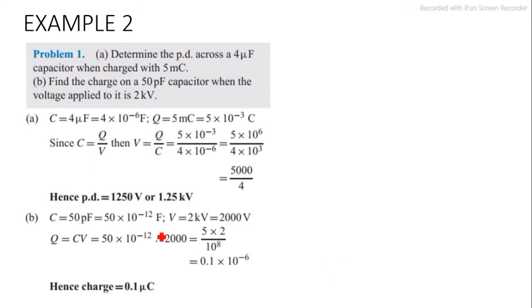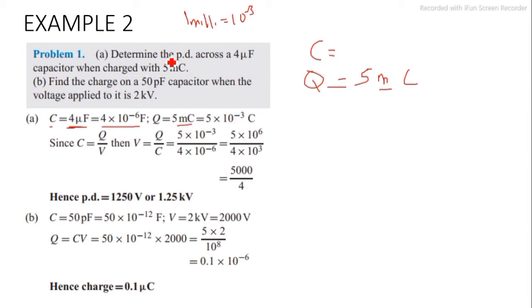Example 2. We have to determine the potential difference across a 4 microfarad capacitor. You are given the capacitance of the capacitor to be 4 microfarad. I know that 1 micro is 10 per minus 6, so you have 4 times 10 per minus 6 farad. You're given the charge on the capacitor, Q, to be 5 millicoulombs. 1 milli is 10 per minus 3, so we convert this to 5 times 10 per minus 3 coulombs.